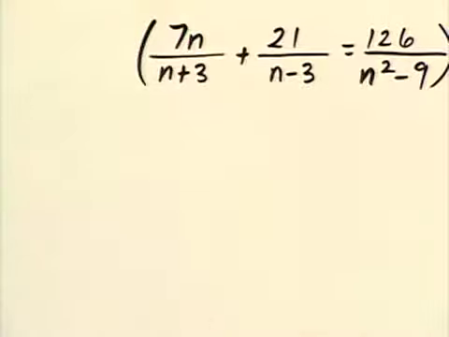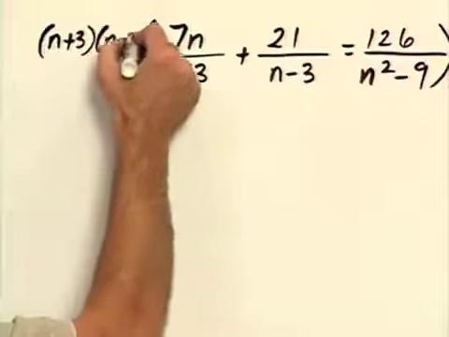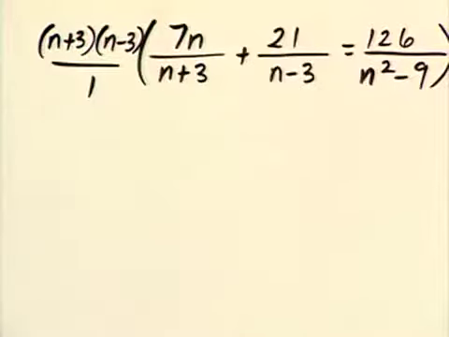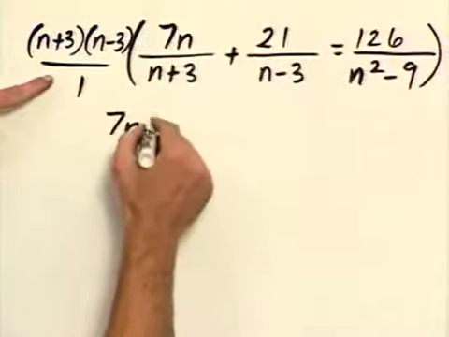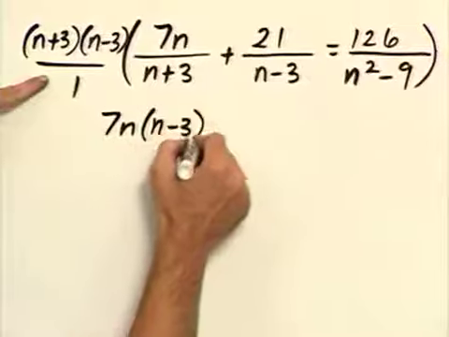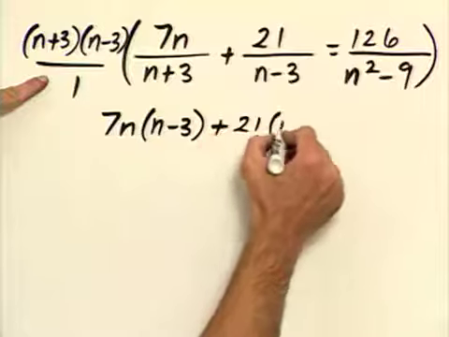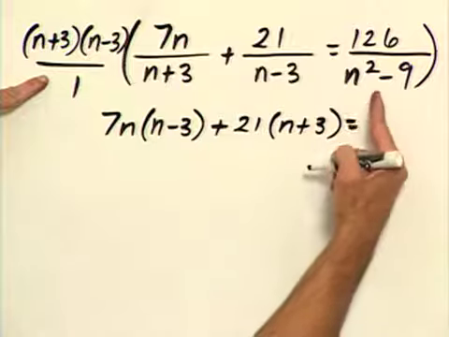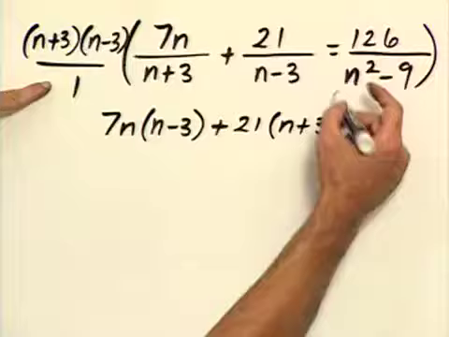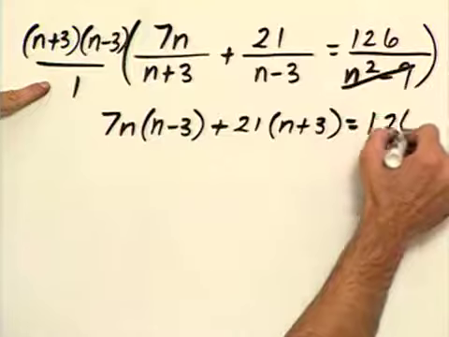To solve this rational equation, let's multiply the whole equation by our least common denominator, which will be n plus 3 times n minus 3. And let's see how this works out. When we multiply it to this first fraction, we're going to have 7n times n minus 3 plus, when we multiply it to the second fraction, we'll have 21 times n plus 3. And since n squared minus 9 factors into n plus 3 times n minus 3, this n squared minus 9 will cancel both of those, and we'll just be left with 126.